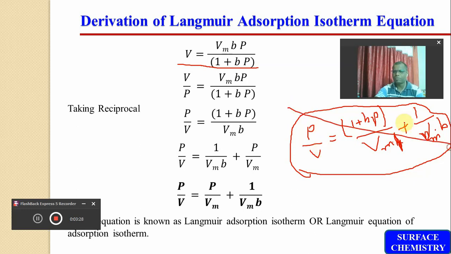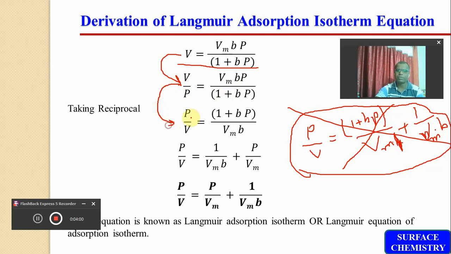Actually, this is the wrong equation. This is not the correct equation in the last part, and the actual correction is that after getting the term V is equal to Vm into B into P divided by 1 plus B into P, we can rearrange this equation, in which this P will be divided to this, and we get the simple equation V upon P is equal to Vm into B divided by 1 plus B into P. After taking the reciprocal of this equation, we are getting this.